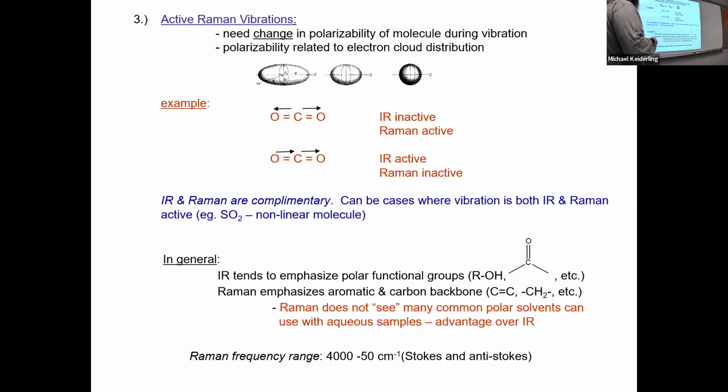So IR and Raman are complementary. There can be cases where both IR and Raman are active, like in sulfur dioxide, which is a nonlinear molecule. But in general, IR tends to emphasize polar functional groups. Raman emphasizes aromatic and carbon backbone. And it doesn't see many common polar solvents, which can be helpful because you can use aqueous samples, which is an advantage over IR. And the Raman frequency range is around 4,000 to minus 50 inverse centimeters.